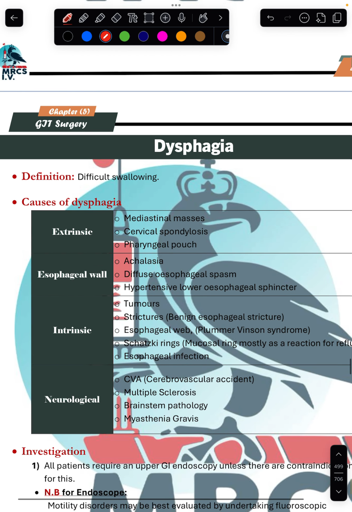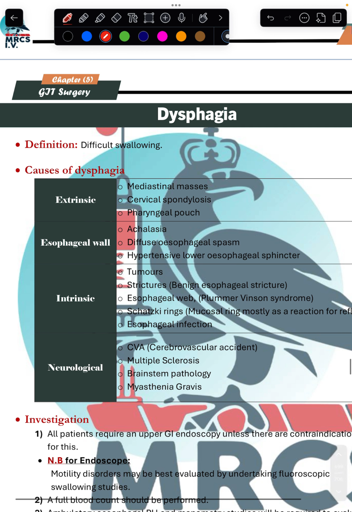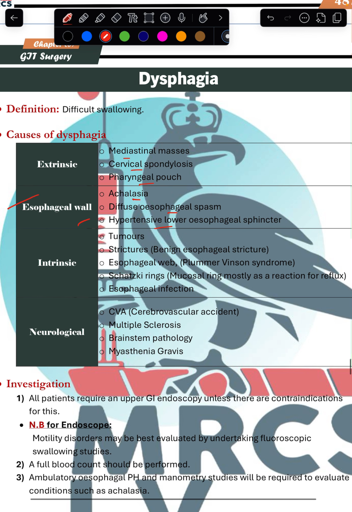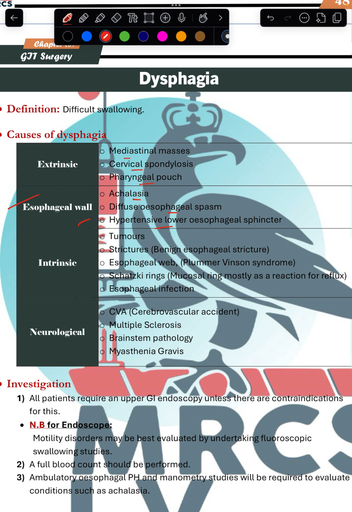Now, dysphagia. Difficulty in swallowing is called dysphagia. It can be due to extrinsic compression from outside: mediastinal masses, cervical spondylosis, pharyngeal pouch. It can be within the wall: achalasia, diffuse spasm, hypertensive lower esophageal sphincter. Intrinsic causes: tumors, strictures, esophageal web, that is called Plummer-Vinson syndrome. Esophageal web and Schatzki's ring is a mucosal ring, mostly as a reaction to reflux. Schatzki's ring is because of reflux.